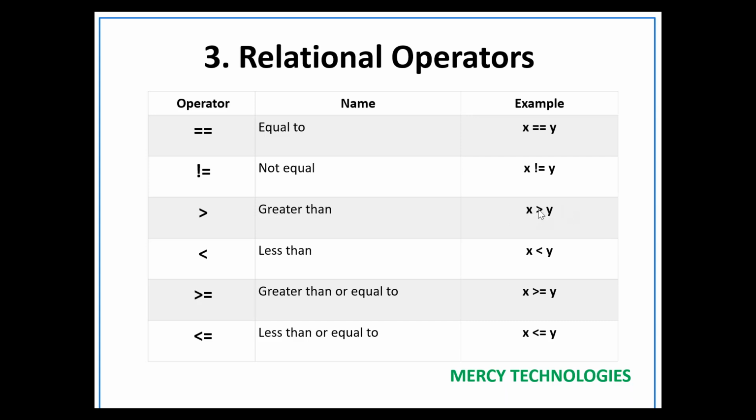Greater than: if x is greater than y, then it will return true, or else it will return false. Same way, less than, then greater than or equal to. Listen to this. Here I mentioned x is greater than or equal to y. It means either x should be greater than y or equal to y. It checks two conditions, correct? One is either x can be greater or it can be equal. This is less than or equal to. It means x can be less than y or equal to y.